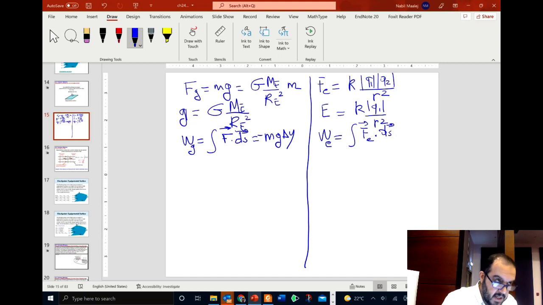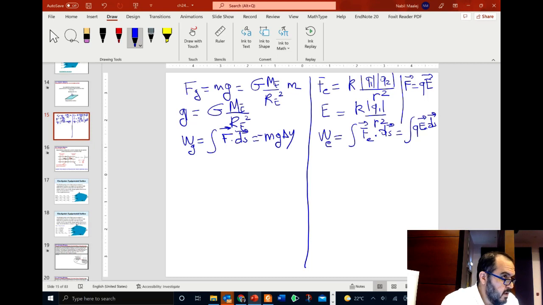Since F is equal to QE, F is Q times E. This simplifies to the integral of QE dotted with ds.